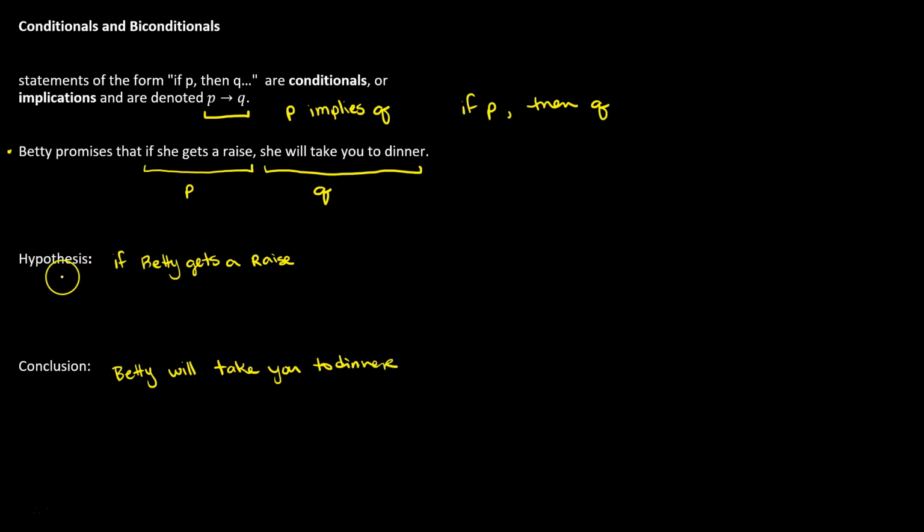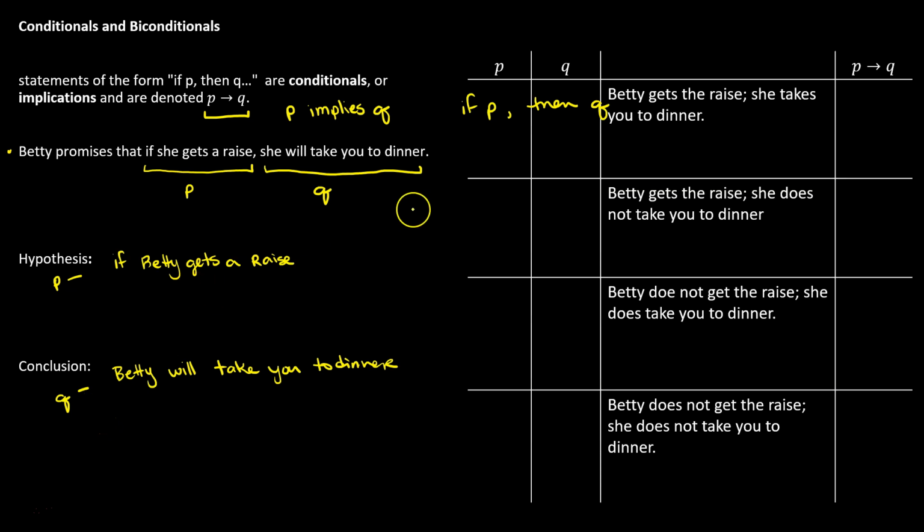We have each of our statements: the hypothesis, P, Betty gets a raise; Q, Betty takes you to dinner. Let's go ahead and put that into a truth table so that we can get an idea of the different scenarios that are out there. Remember that we have all the different possibilities for P and Q, so we'll fill those into our table.